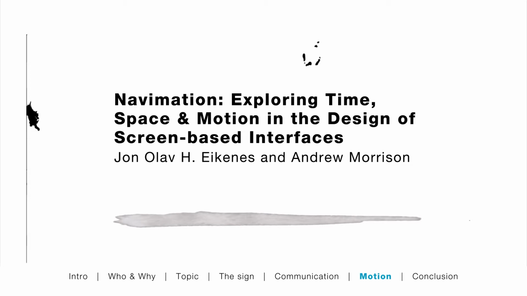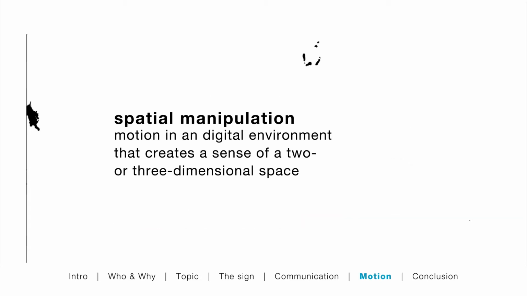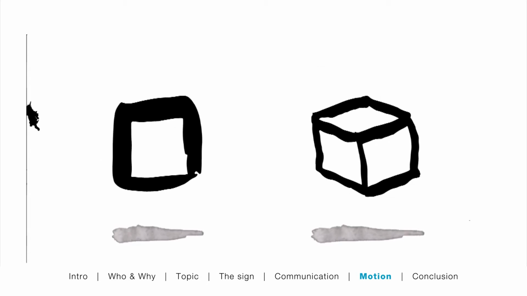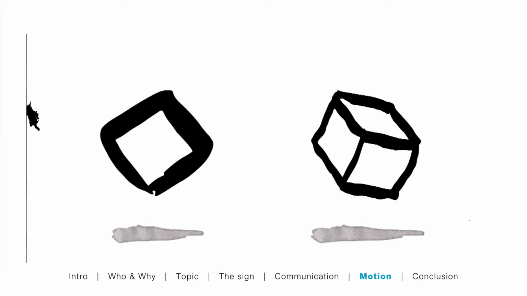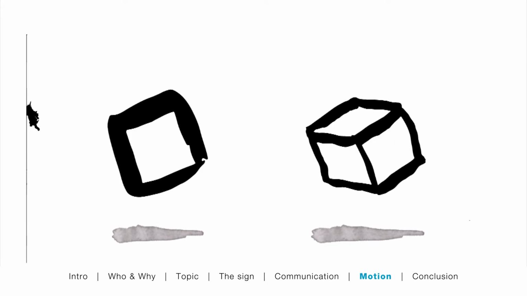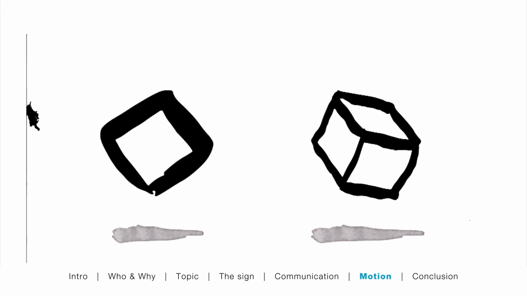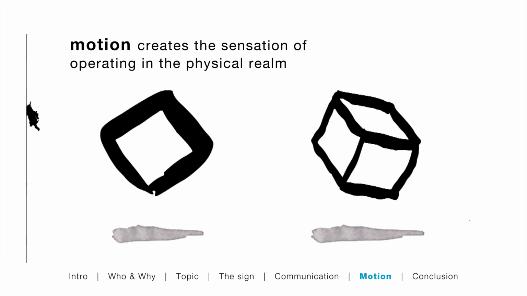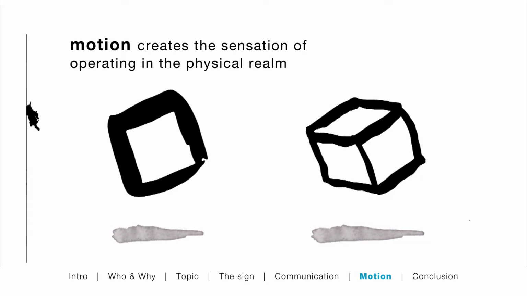In their essay, Navimation: Exploring Time, Space, and Motion in the Design of Screen-Based Interfaces, John Aikens and Andrew Morrison define spatial manipulation as motion in a digital environment that creates a sense of two- or three-dimensional space. Technology has progressed so much that it now allows objects in digital environments to appear as if they are in motion, generated in real time, and responding to the user's actions. When a user interacts with the digital environment and objects in digital space mimic ones outside of it, the space operating between the user and the screen diminishes. Motion in digital spaces creates the sensation that we are operating in the physical realm.